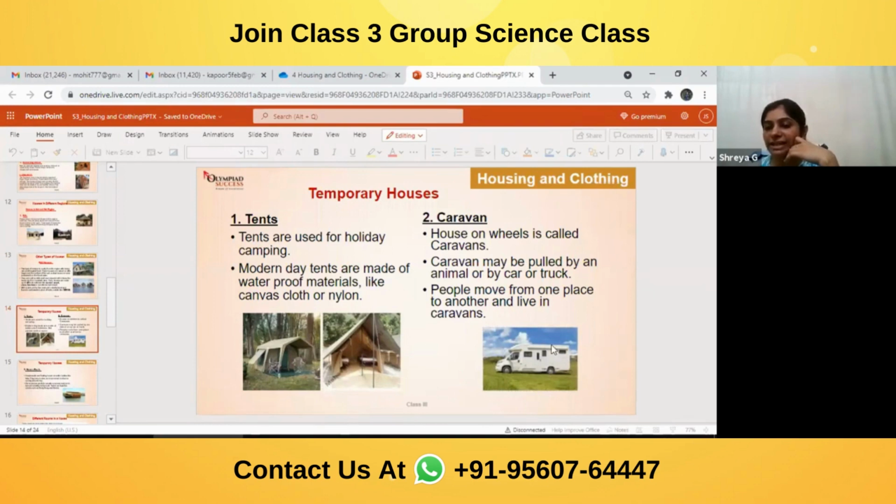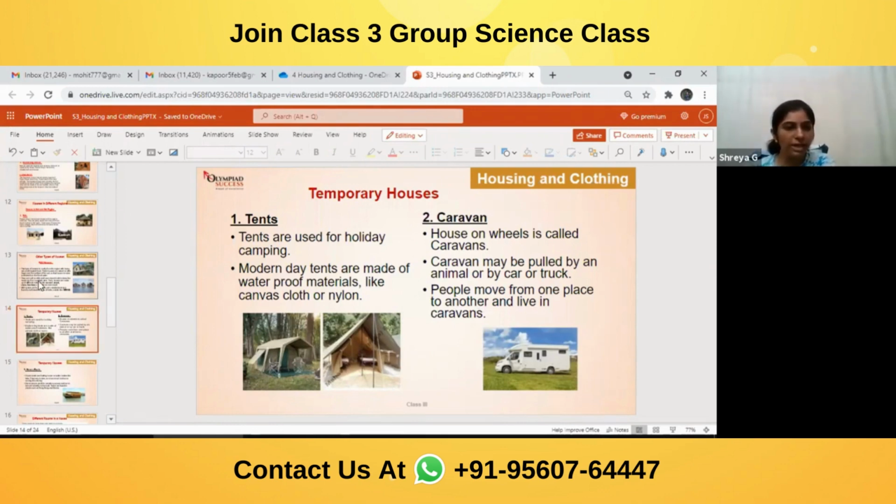Can you see a van? It can again move from one place to another. All the facilities are there in the van. Tents are for holidays, like camping. Modern day tents are made up of waterproof materials like canvas, cloth, or nylon. Then the caravan is the house on wheels, which is pulled by an animal or car or truck, and people move from one place to another and live in caravans.